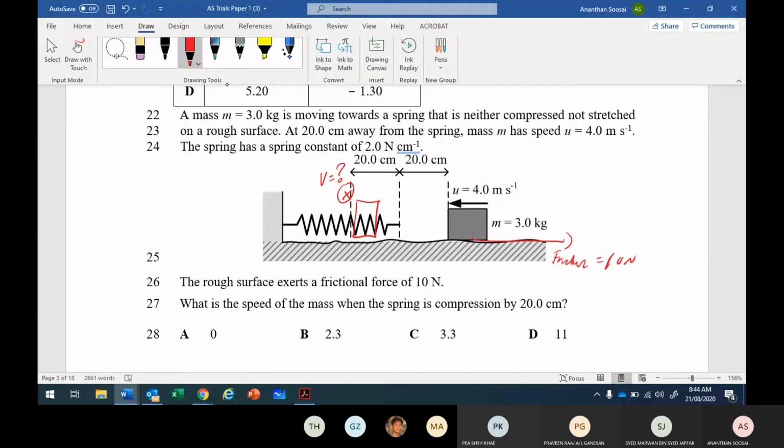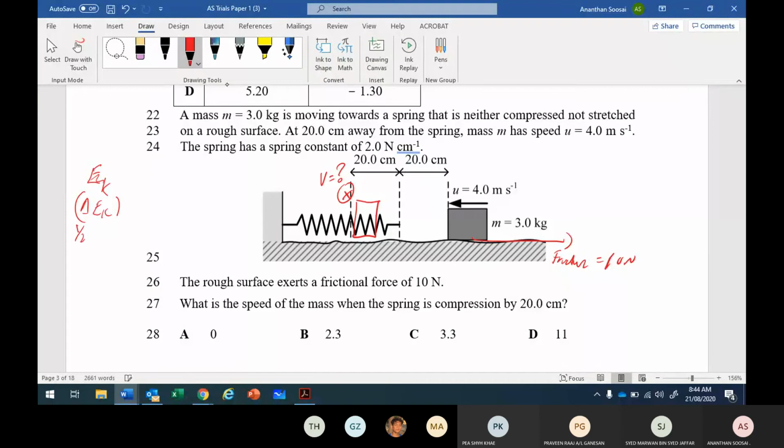How do we find the speed? You have to go for conservation of energy. You can't go for kinematics. What energy changes to what energy? The kinetic energy of the block experiences changes.